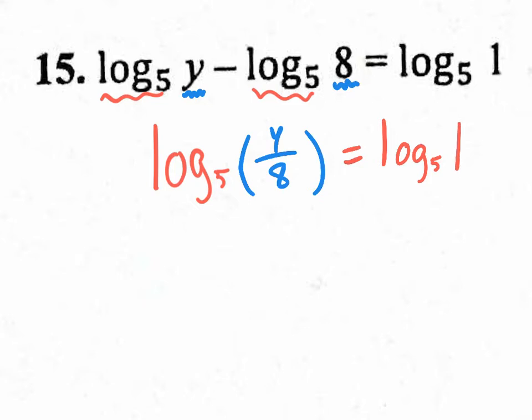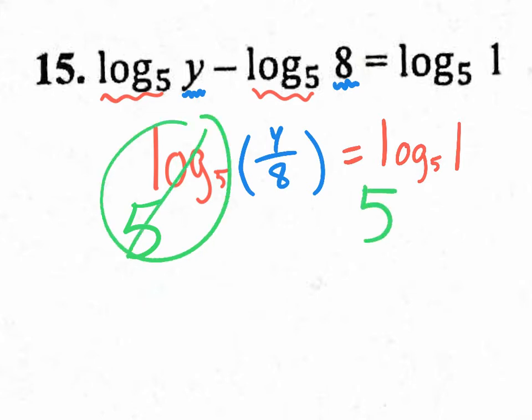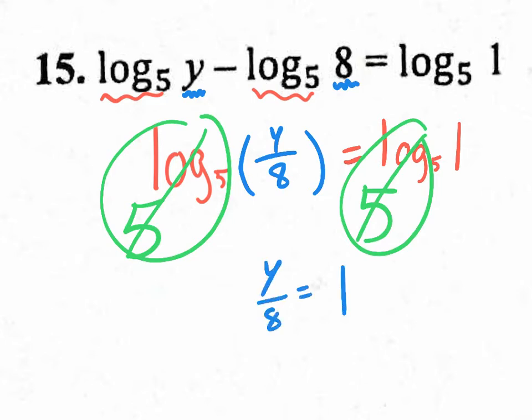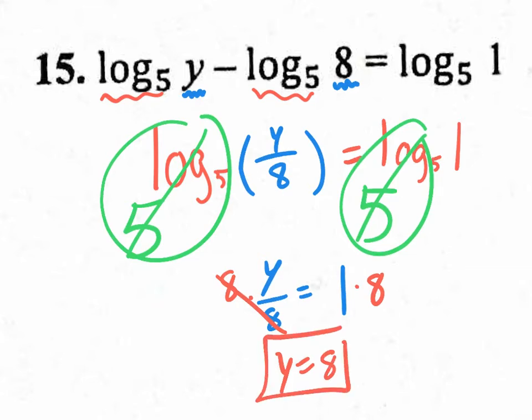And of course, we're going to raise both sides of this equation to become powers of base 5. That way this eliminates, and this also eliminates. You have a new equation that reads y divided by 8 equals 1. Simply solve this like any other equation, multiply by 8 to get rid of the fraction. You end up with y equals 8. We are done.